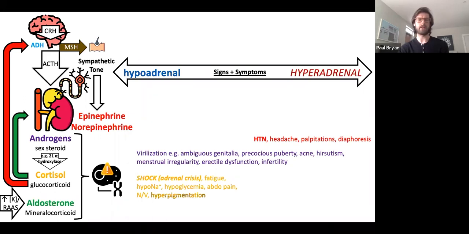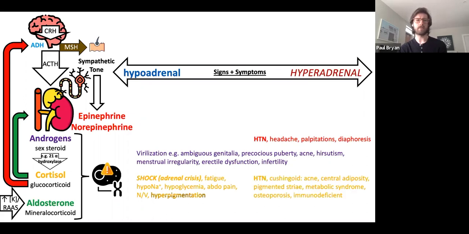The other thing is, as you advance in the life stage, as someone goes through adolescence, you can see things like precocious puberty, worsening acne, and hirsutism, which is an abnormally increased amount of hair growth. And then even later on in life, with more subtle, less severe elevations in androgen excess, you can see things like menstrual irregularity, erectile dysfunction, and infertility for both males and females.